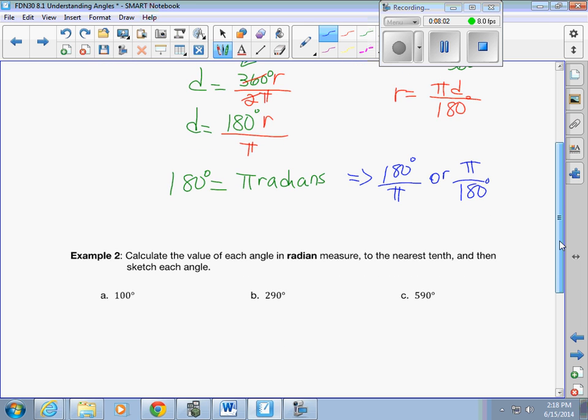And the way I usually remember this is, what am I trying to get rid of? If I'm trying to find radians, then that means I need to get rid of my degrees. So I need to have my degrees in the bottom to divide out by.